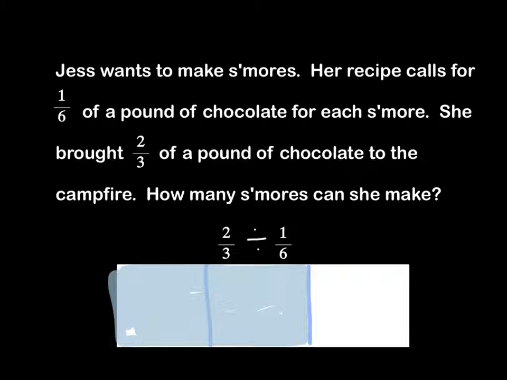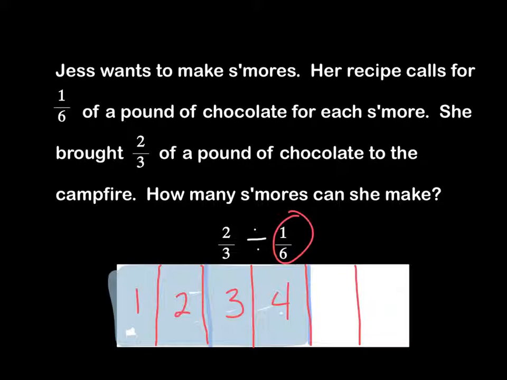Since each s'more is going to take 1/6 of a pound, we're going to have to take this whole bar, the whole thing, even the part we're not using, and divide it up into 6. So that's 1/6, and then the 1/3 is going to be 2/6. Then we have 3/6. This is going to be 4/6, 5/6. So now we have 6 pieces. Now that you've got your bar divided into 6, you realize that each s'more takes 1/6 of this bar. So you've got 1 s'more, 2 s'mores, 3 s'mores, and 4 s'mores. The answer to this problem should be 4 s'mores.